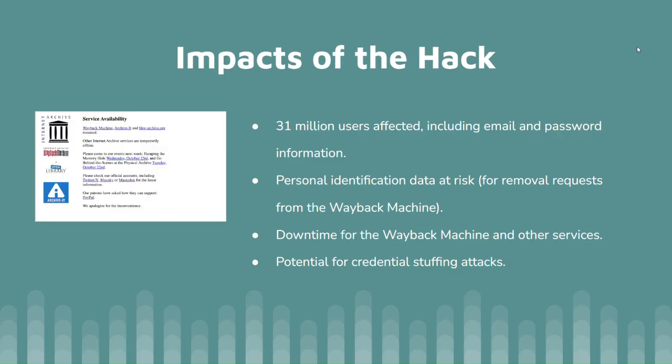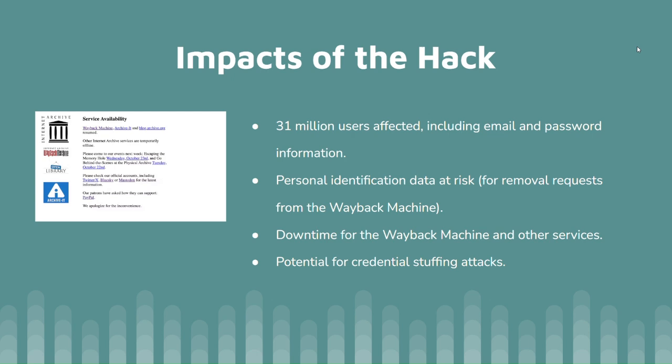Now, what was exactly the impact of this hack? So the effects of this hack were very wide-reaching. The stolen data included email addresses, screen names, password change timestamps, bcrypt hashed passwords, and personal identification details from those requesting page removals from the Wayback Machine. Because to prove that you are the owner of a website, you had to provide some personal identification details.